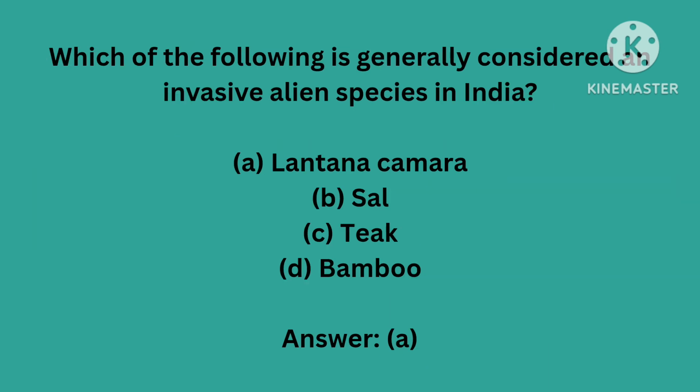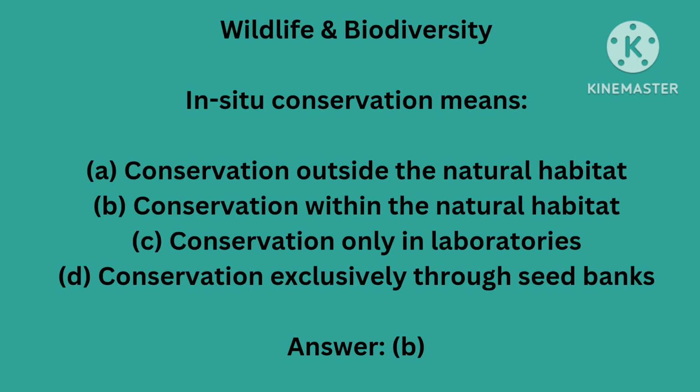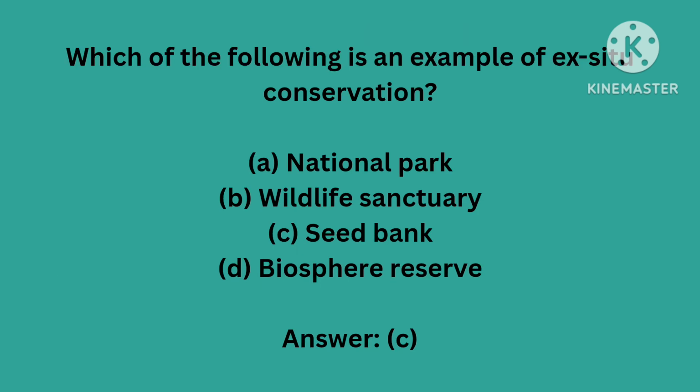Next question is, which of the following is generally considered invasive alien species in India? And the answer is Lantana camara. So that is the correct answer. Option A. Let's move to the next question, that is, in situ conservation means. Now there are two types of conservation, in situ and ex situ. So in situ conservation is conservation within the natural habitat, and ex situ is from outside. They are being brought for the conservation.